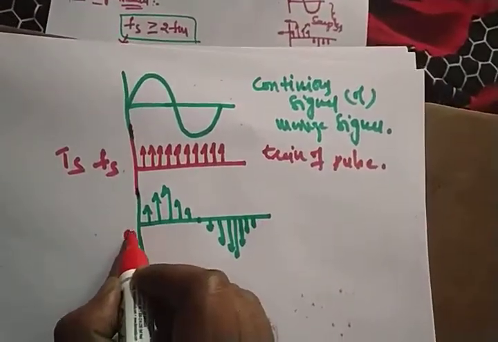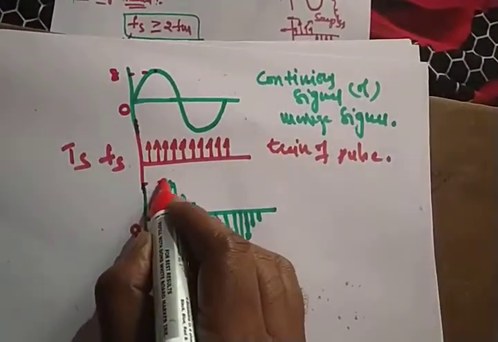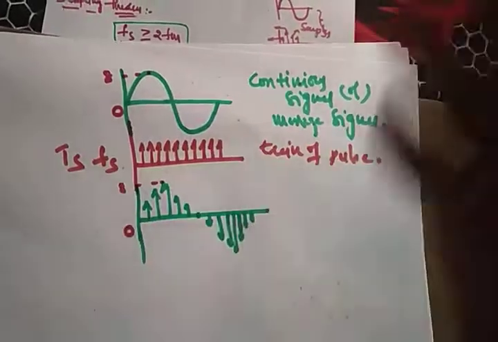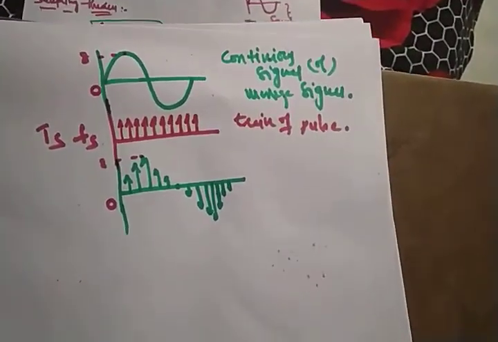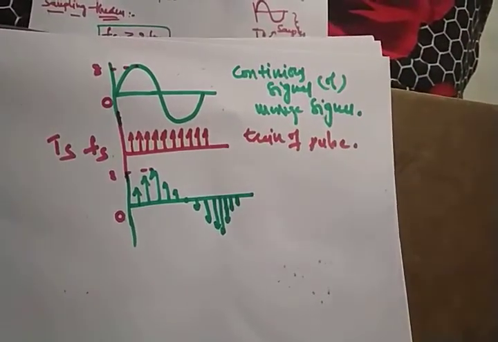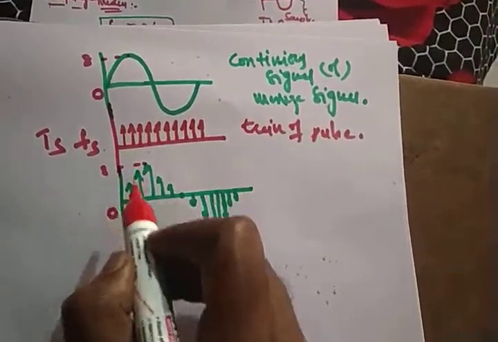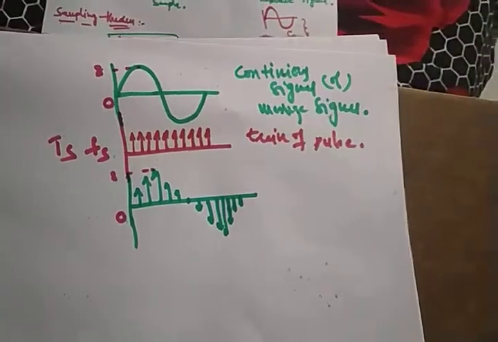In discrete form, you'll get different magnitudes. The lowest value is 0, and suppose the maximum is 8. You are assuming that. Between 0 and 8, you will get different magnitudes. This is only a few samples that I have taken, but we have a larger number of samples, infinite samples, having infinite magnitudes between 0 and the maximum 8.